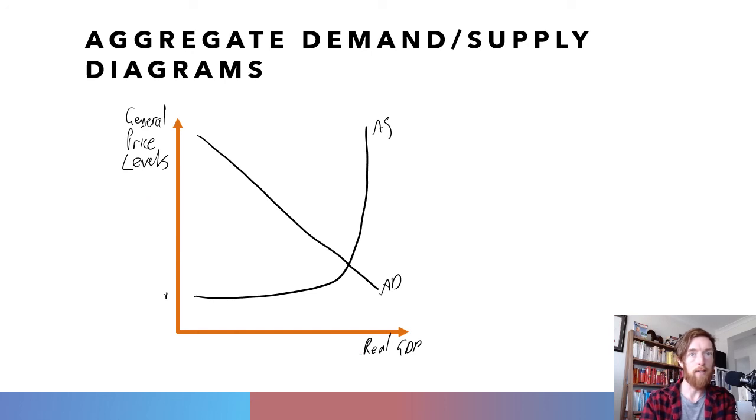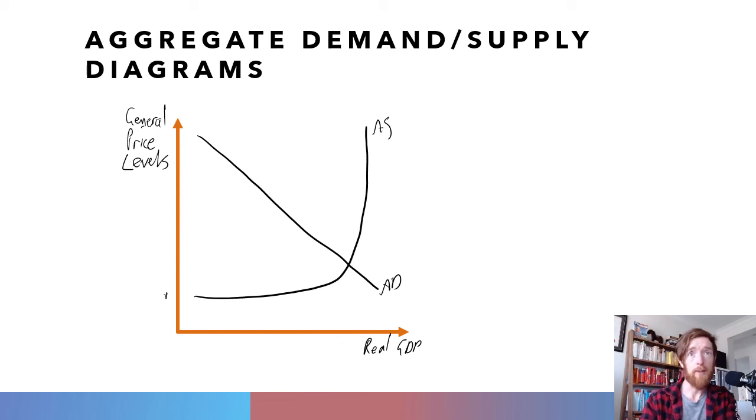And then if we have an unfavorable shift in aggregate demand, we see that real GDP starts to shrink. You see that we're producing less overall, and price levels tend to decrease as well. So that can lead to deflation and also less economic growth in total.